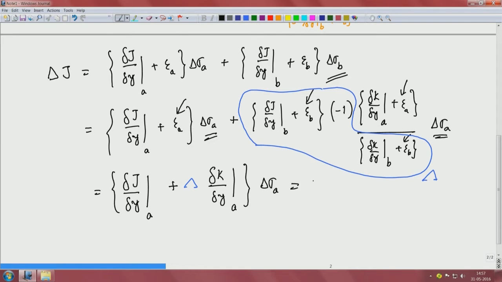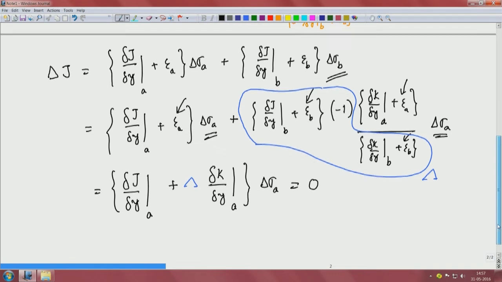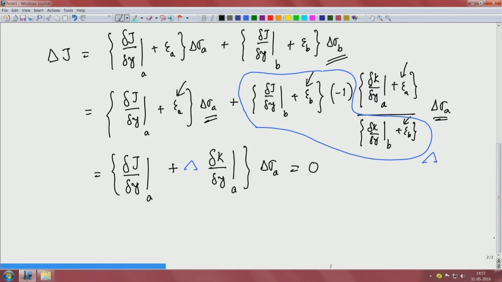This we argue should be 0. This is the first order change and that should be 0 if the y that you are considering is actually a minimizing function. Okay, that is what we got. So, we got an equation. Now, let us circle it.